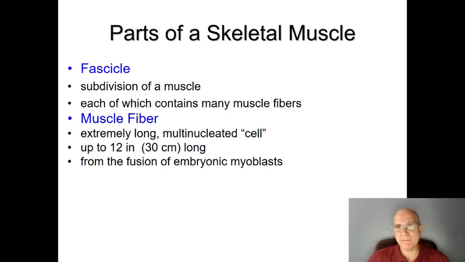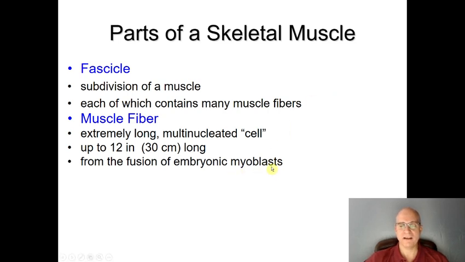But the muscle fiber is similar to the cell that we would see in cardiac muscle or in smooth muscle. These are among the biggest cells in the body. Each muscle fiber can be up to around 12 inches or 30 centimeters long. And as I said, they form from the fusion of embryonic myoblasts.